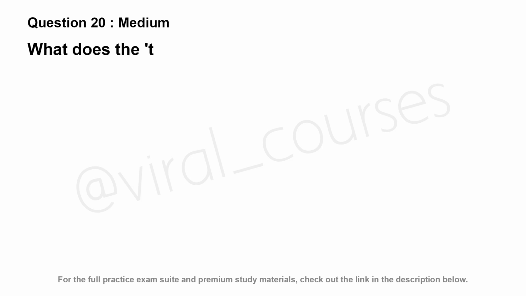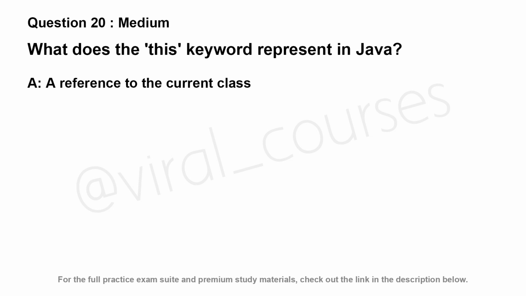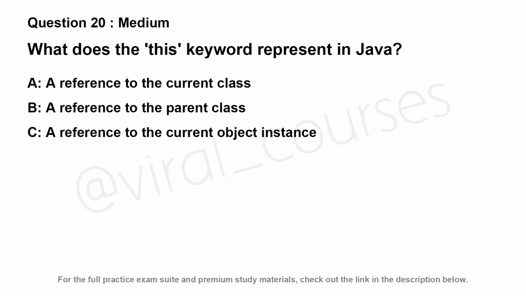What does the this keyword represent in Java? Option A. A reference to the current class. Option B. A reference to the parent class. Option C. A reference to the current object instance. Option D. A reference to a static variable.